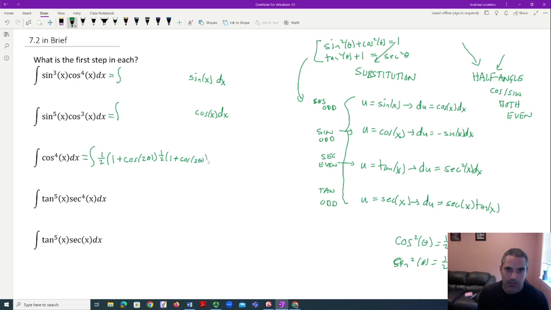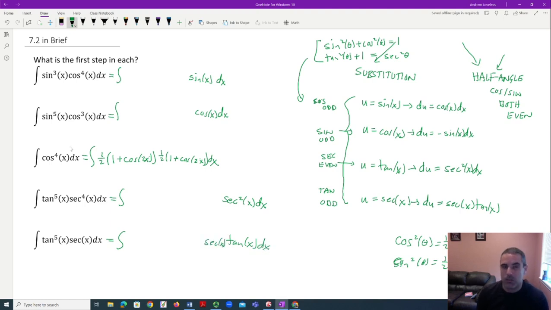You just use the half-angle identity and then you expand. I don't know why I'm using theta. Let me fix this. I know the problem itself had an x. We actually did this one in class. This takes a while. Right now I'm just focusing on the first step. You would then need to expand it out. This one has an even secant, so the first thing you're going to do is pull out secant squared. And then this one has a tangent that's odd, so you're going to pull out a secant tangent.